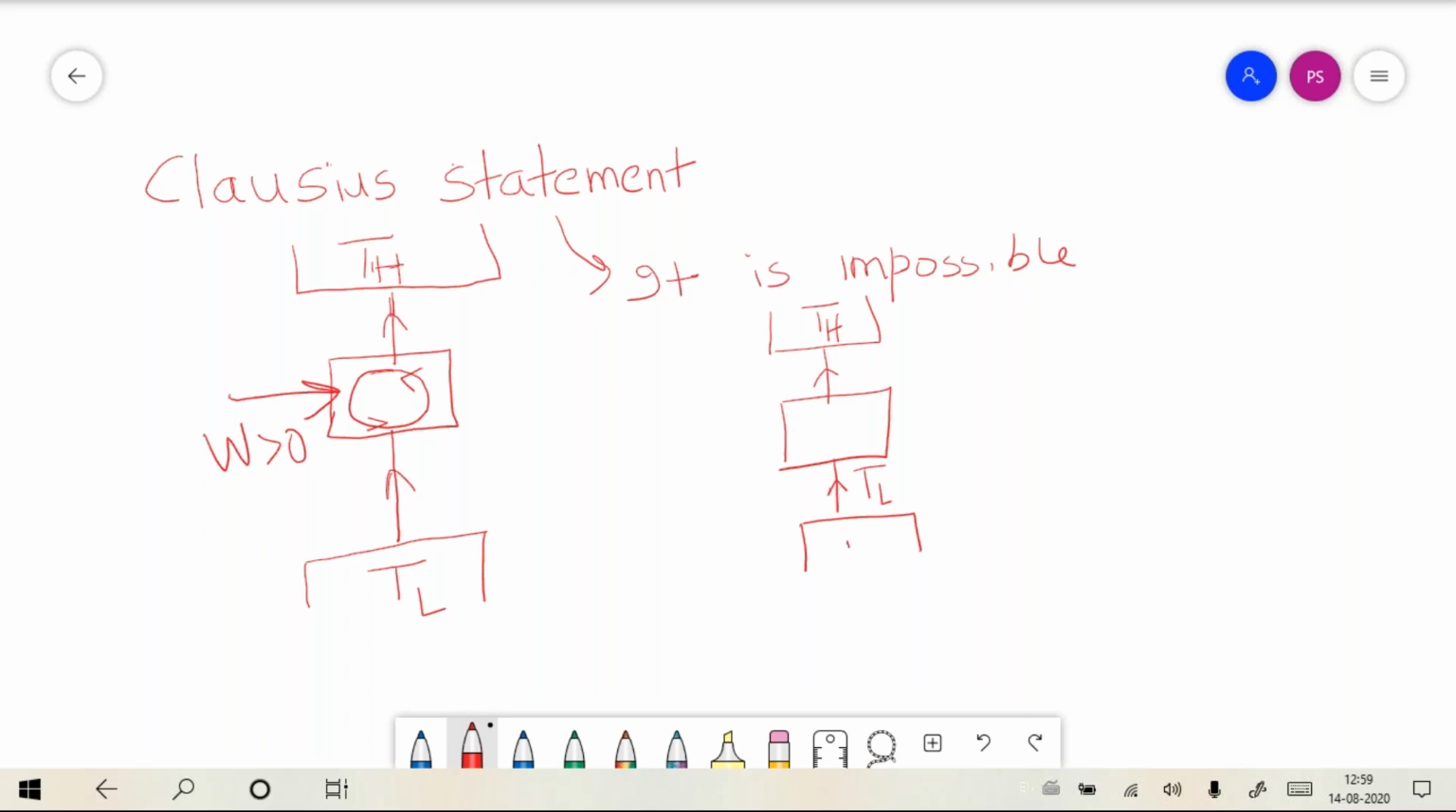So this kind of thing, wherein the heat flows spontaneously, this is TL and this is QL, let us say, and this is QH, and W is equal to zero. So this is not possible. Please note that we cannot have this kind of machine. This kind of machine would be a perpetual motion machine of the second kind. We cannot have a machine which pumps the heat from a lower temperature reservoir to a higher temperature reservoir without any work input. So this is not possible according to the Clausius statement.